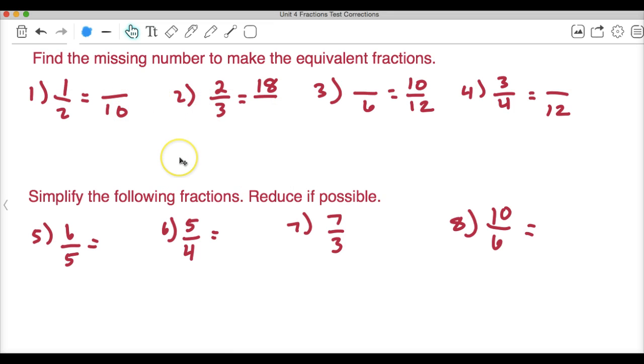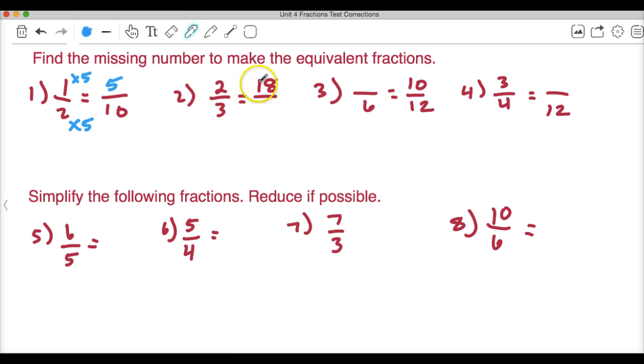So our first question is asking us to find the missing number to make the equivalent fractions. For these, we need to find out how we got from one denominator to our second denominator. For this situation, we said 2 times 5 equals 10. And what we did to the denominator, we did to the numerator as well. And 1 times 5 is 5.